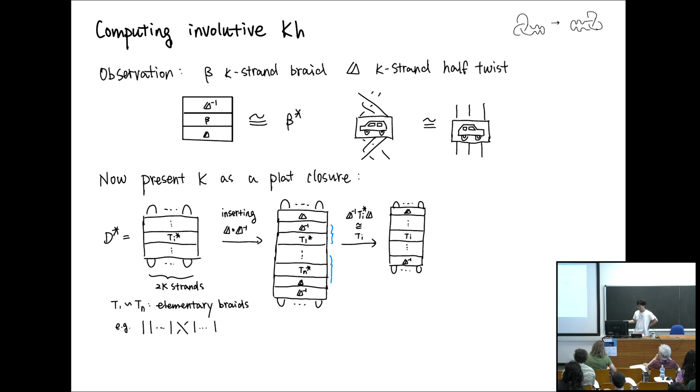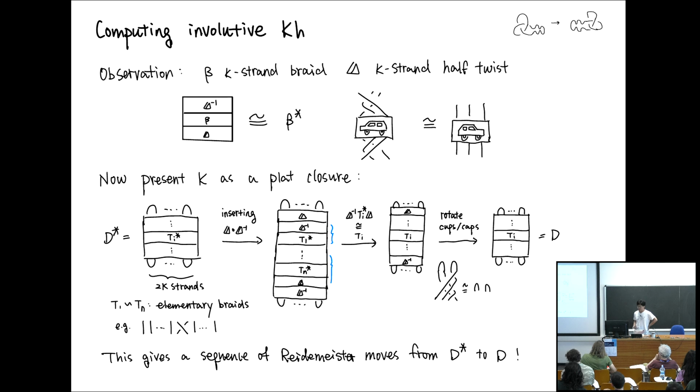Then in the next step we use this kind of isotopy to eliminate the remaining two half twists. And now you get back to the ordinary diagram. So that gives you an explicit sequence of Reidemeister moves that you can use to compute this flip map. Any questions about this? The idea is quite simple. You just do this industrial thing.